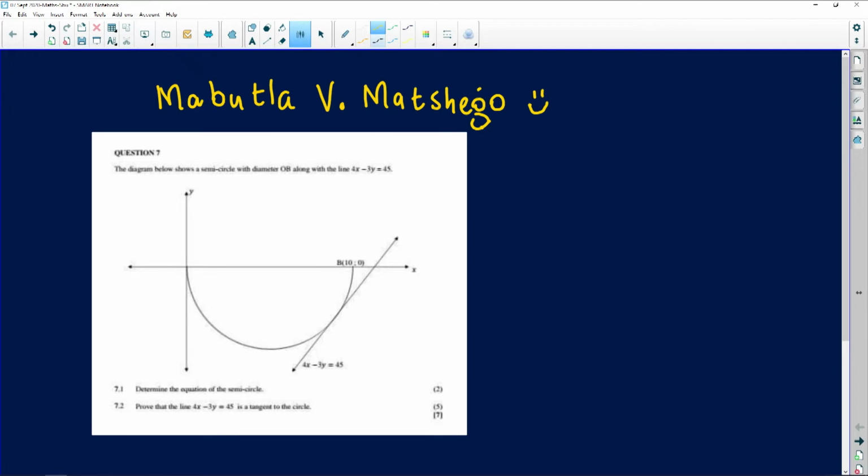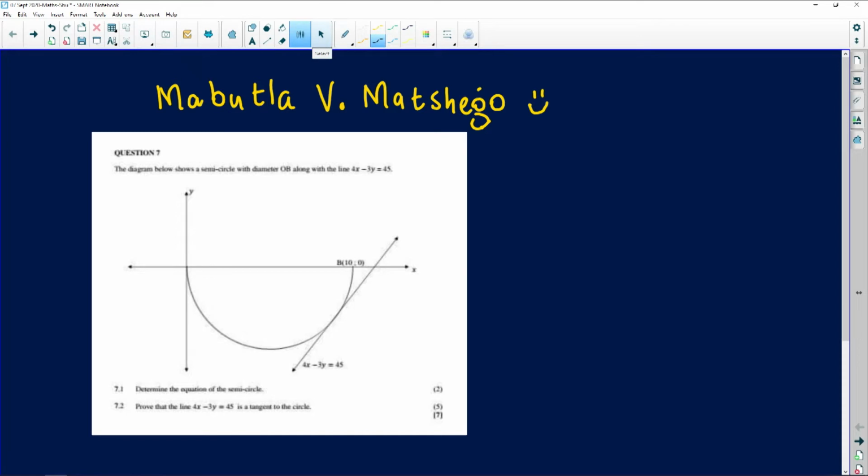It reads as follows. It says the diagram below shows a semicircle with the diameter OB along with the line 4x minus 3y is equal to 45. Right. Now, we've got a semicircle. We're normally used to working with full circles. But in this context, we have a semicircle. The first question says to us, we need to determine the equation of the semicircle.